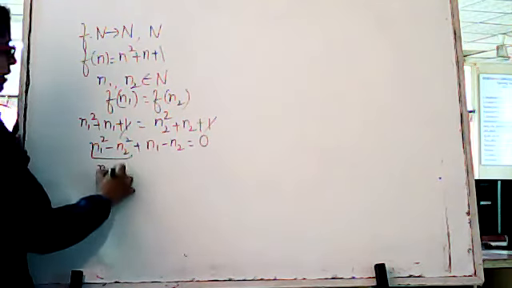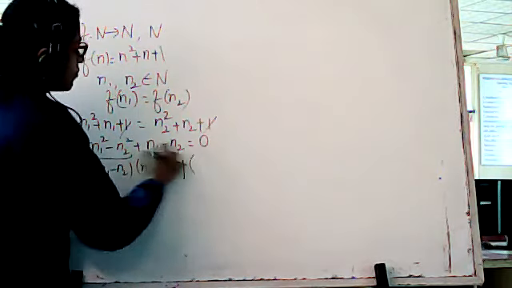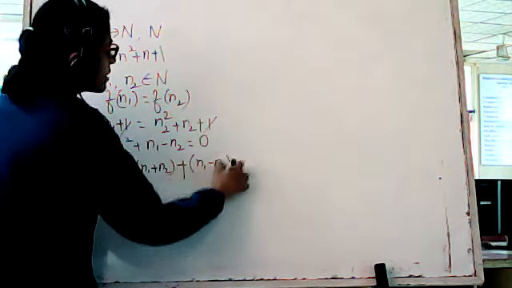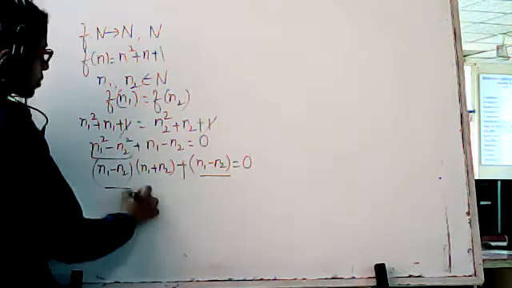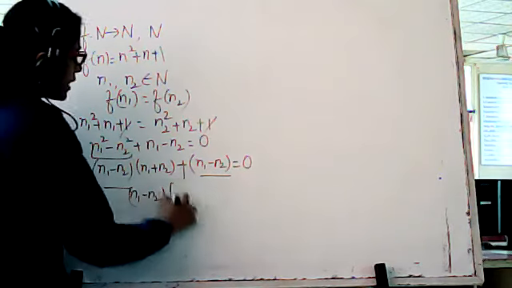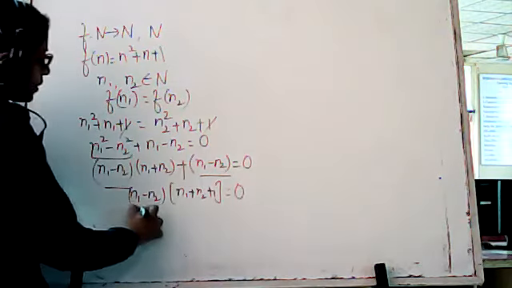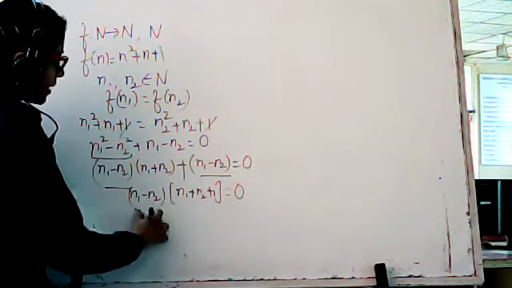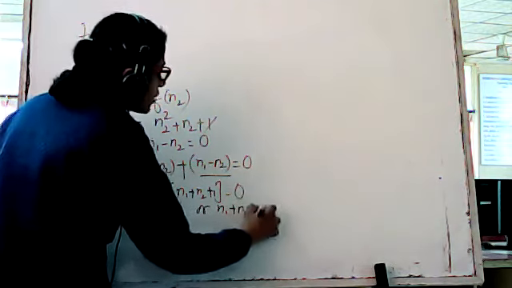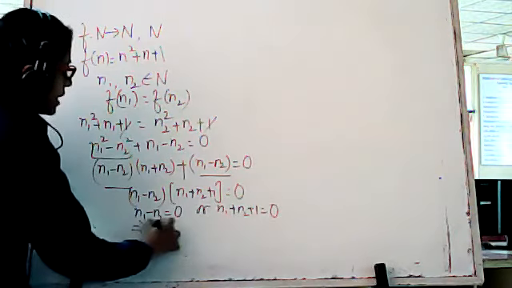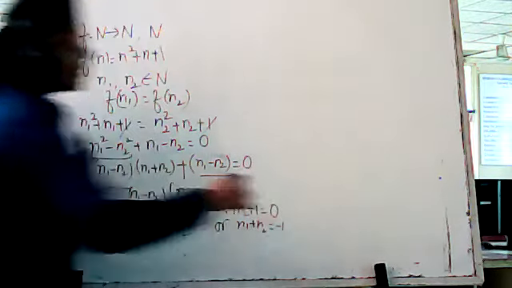A square minus b square, it will be n1 minus n2 into n1 plus n2, plus we can combine these two terms, that is n1 minus n2 equals to 0. n1 minus n2 is common in both the terms. Inside it will be n1 plus n2 plus 1 is equals to 0. So product of two terms equals to 0 implies that either n1 minus n2 equals to 0 or n1 plus n2 plus 1 is equals to 0. Implies that n1 is equals to n2 or n1 plus n2 equals to minus 1.